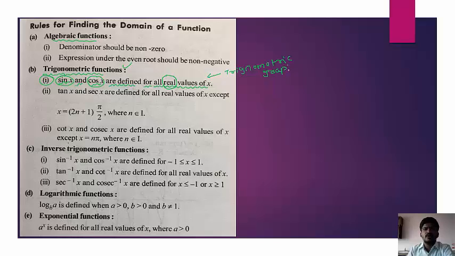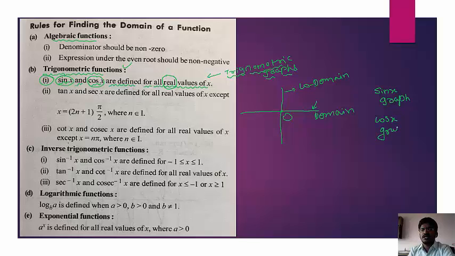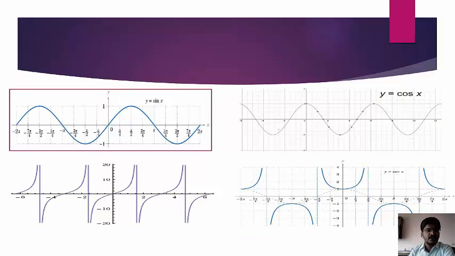Before going to graphs, you must know some basics of graphs. That is, the y-axis is called codomain, the x-axis is called domain. So this is domain, this is codomain, and this will be the origin. Let us discuss sin x and cos x with their graphs. Clear? We shall discuss this with the sin x graph and cos x graph. For that I will move to the next slide, that is the sin x graph and cos x graph.